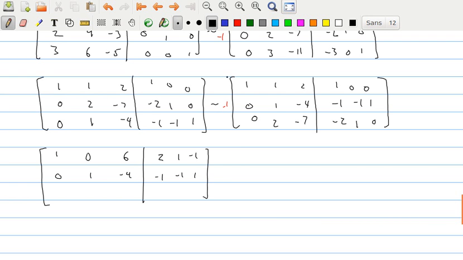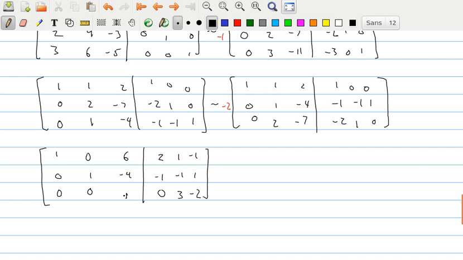Now to get rid of that bottom row, we need to clean that 2 out. So we'll multiply the second row by -2 and add it to the bottom row. So we've got 0 plus 0 is 0. -2 plus 2 is 0. 8 plus -7 is 1. Positive 2 and -2 is 0. Positive 2 plus 1 is 3. -2 plus 0 is -2.